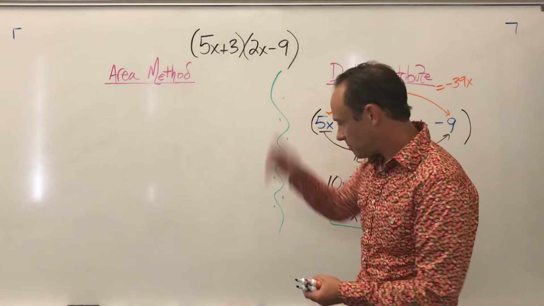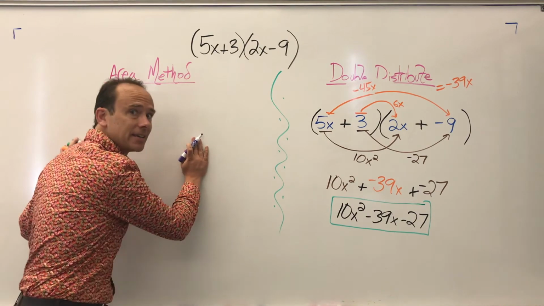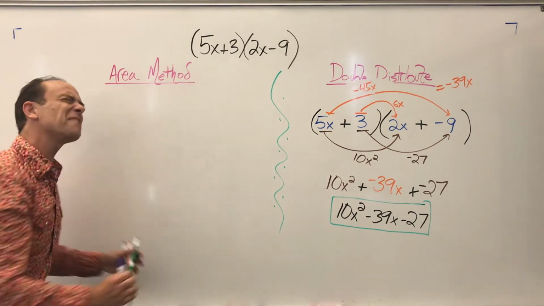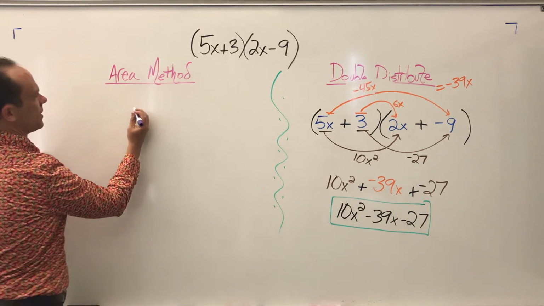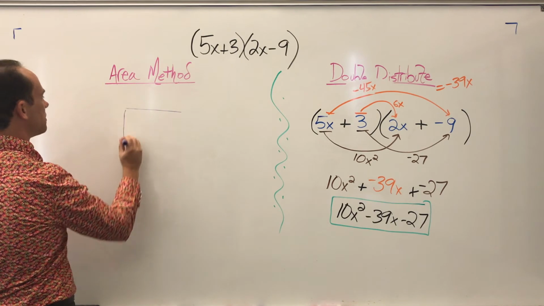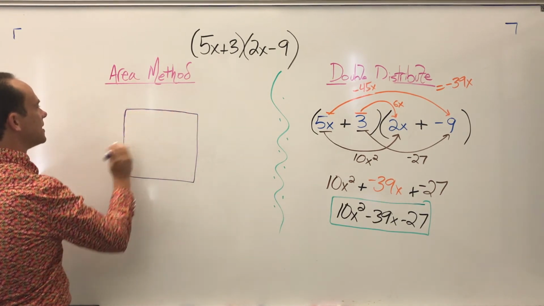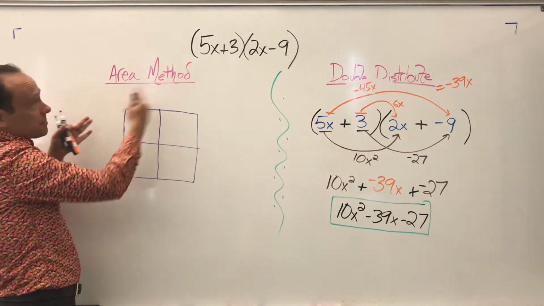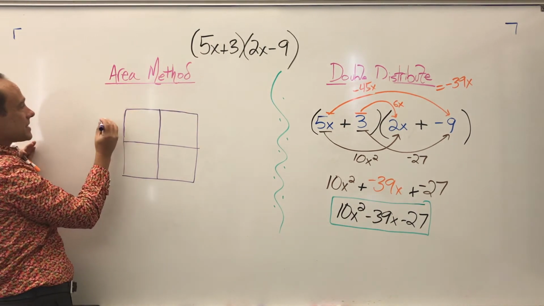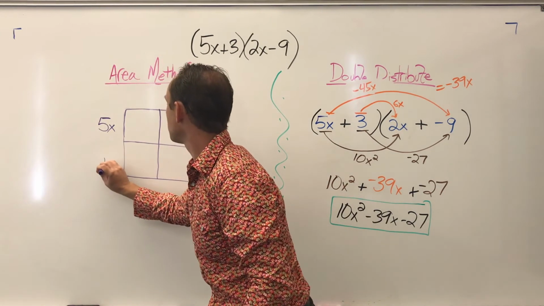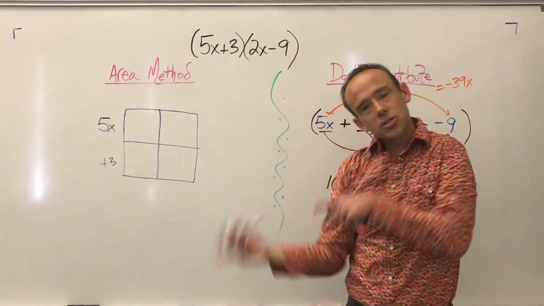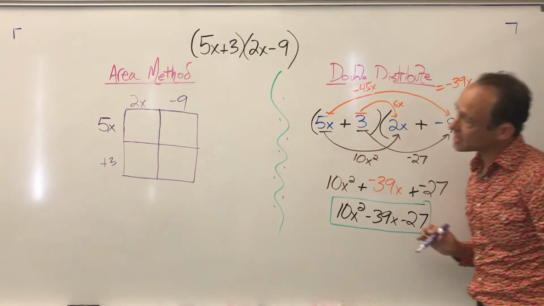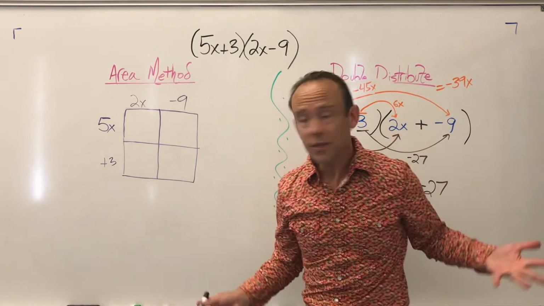One last romp over here with the area method. You could call this the box method if you want. I really don't care what you call it. Call it whatever you like, whatever helps you, whatever's best for you. So again, you got to pick your dimensions. It doesn't matter where you put the 5x plus 3. Could go there or there. I'm going to put it here, as a plus 3. Here I got my 2x, subtract 9, right? So the 2x goes here, and this is going to be the negative 9 because we know that's plus a negative.